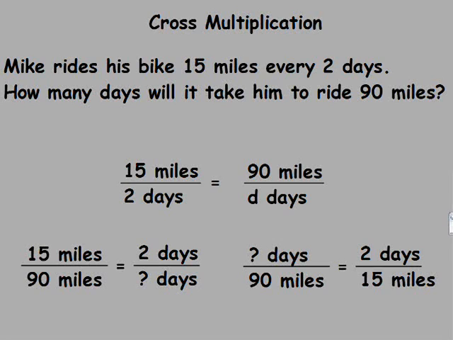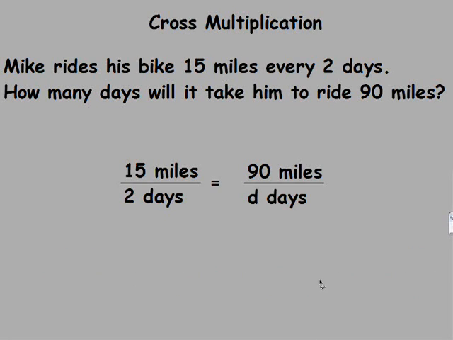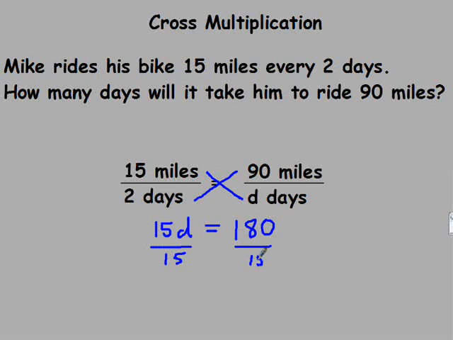Cross multiplication is probably the most popular method. Here I'm just showing you that you can write your proportions many different ways and still get the right answer. But cross multiplication is where we take 15 and then cross over and multiply times, in this case I call it D for days, and then 2 times 90, which is 180. Then I got to figure out what times 15 gives me 180, so I divide both sides by 15. The 15s cancel out, giving me my answer, D, and 180 divided by 15 is 12.